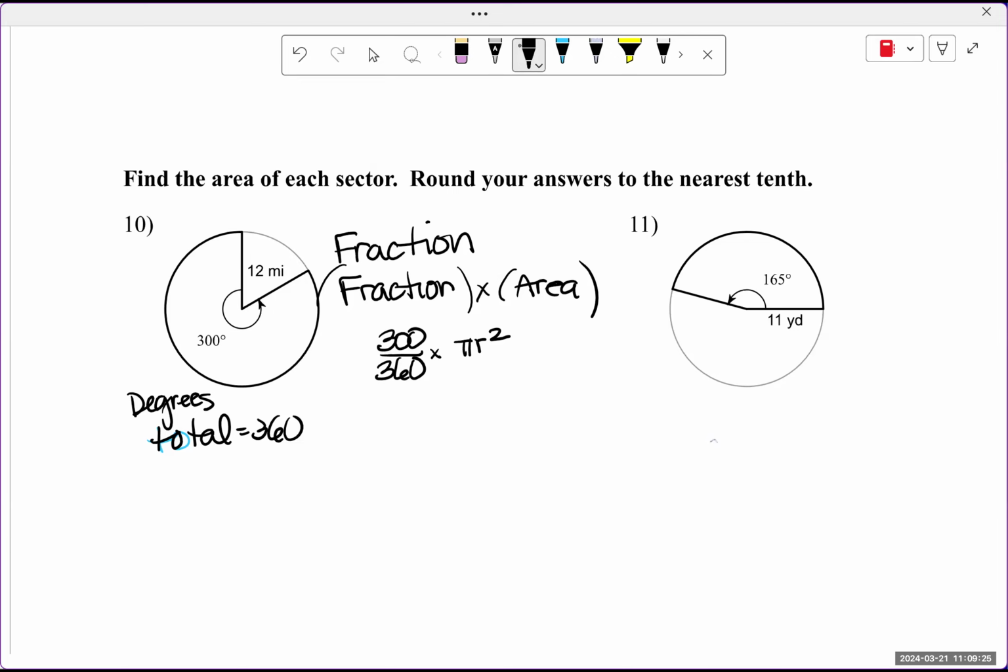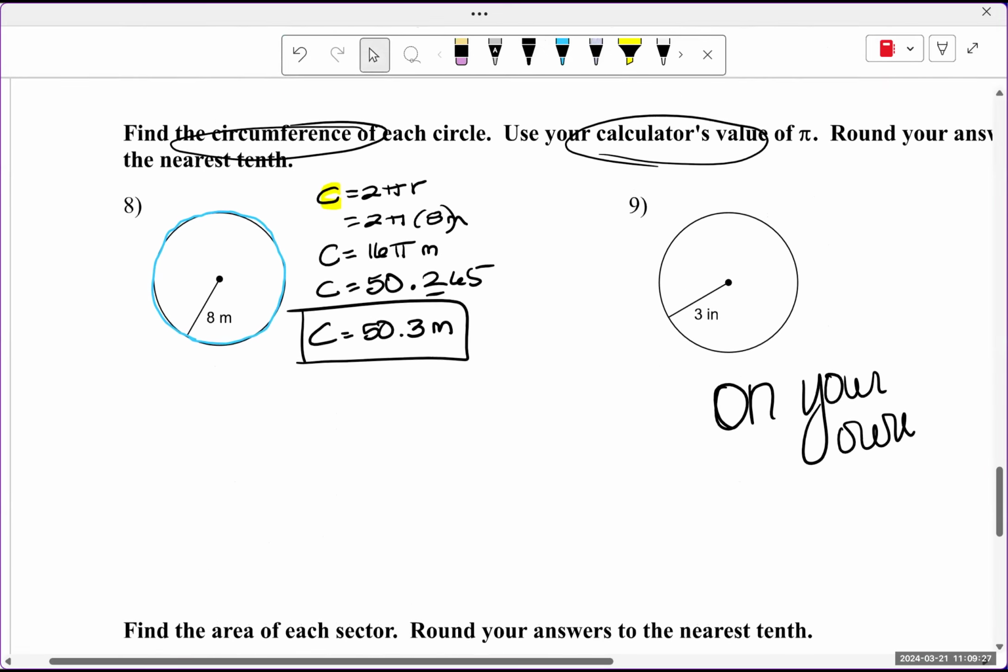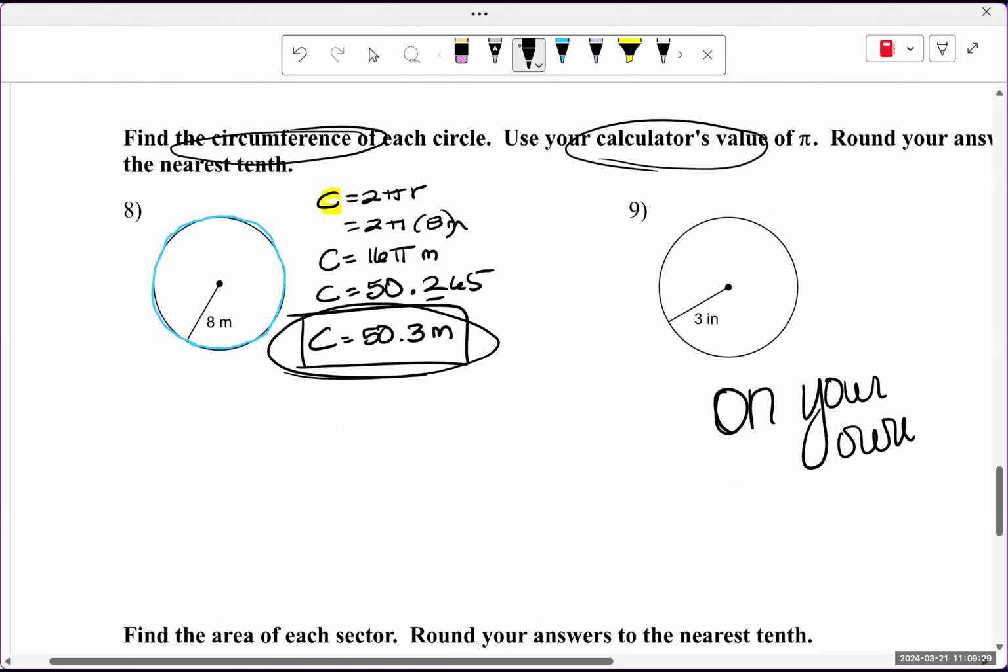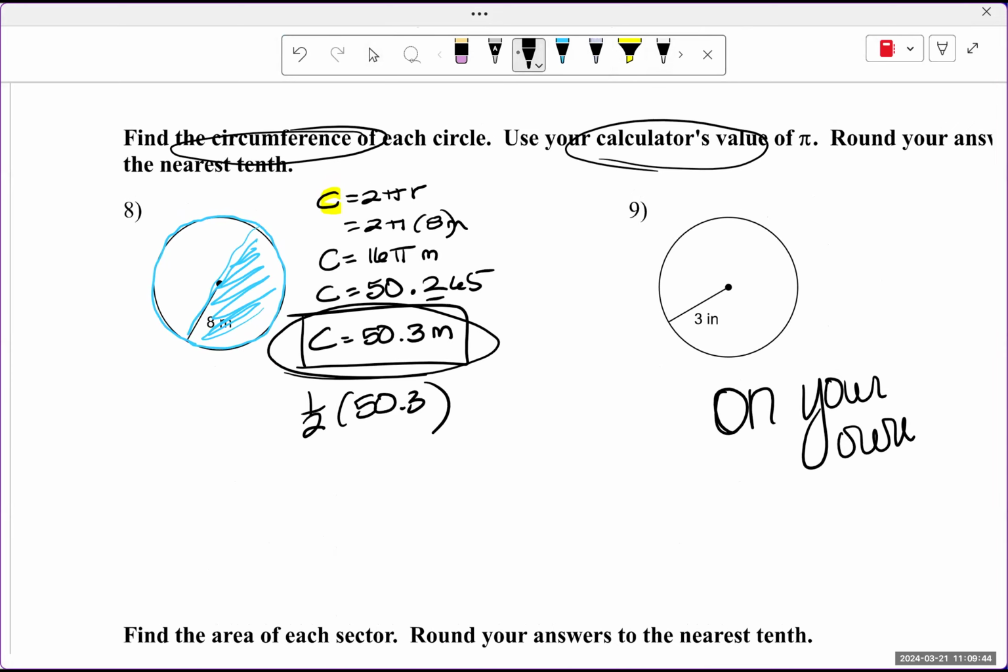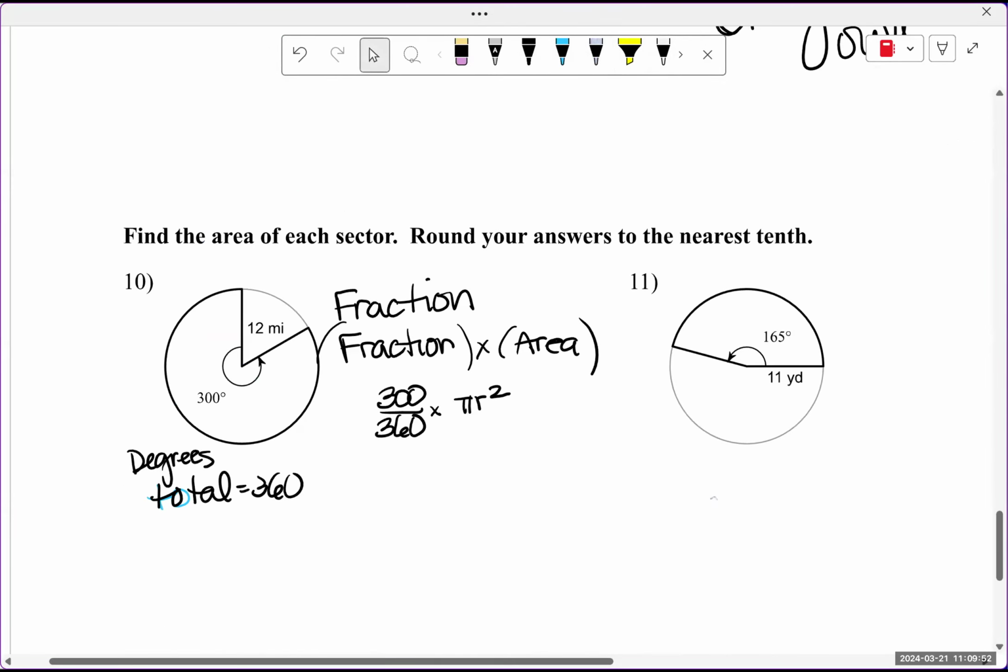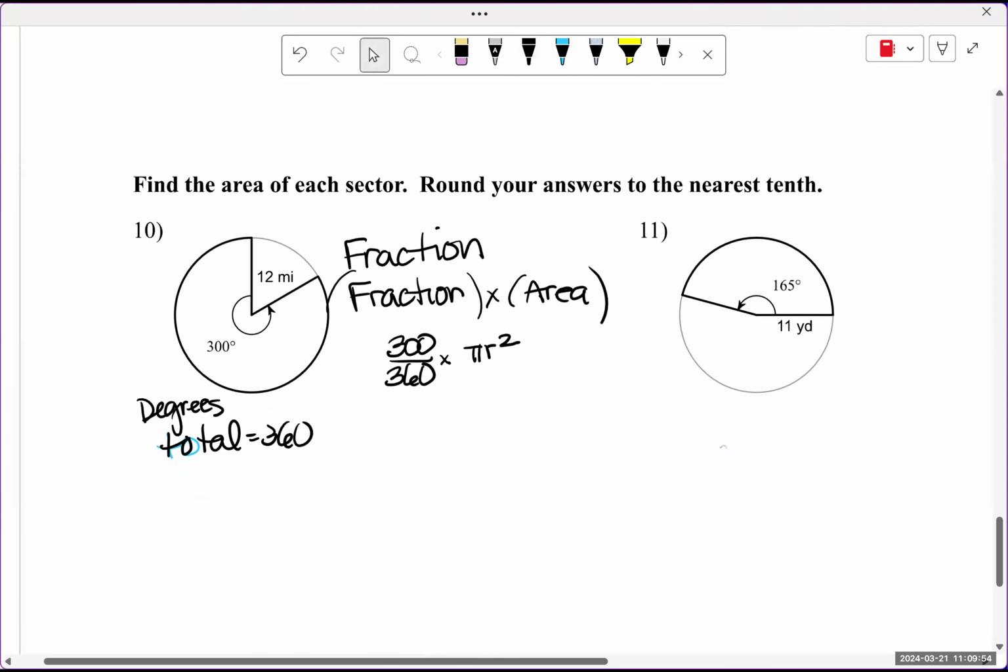Now, let's go back up here. If the whole circle was 50.3, what if I only wanted half the circle? So if I want half the circle, I would want half of 50.3. So to get a portion of the circle, you take the fraction times the entire area, but that was the entire area. So we need fraction times the entire area.